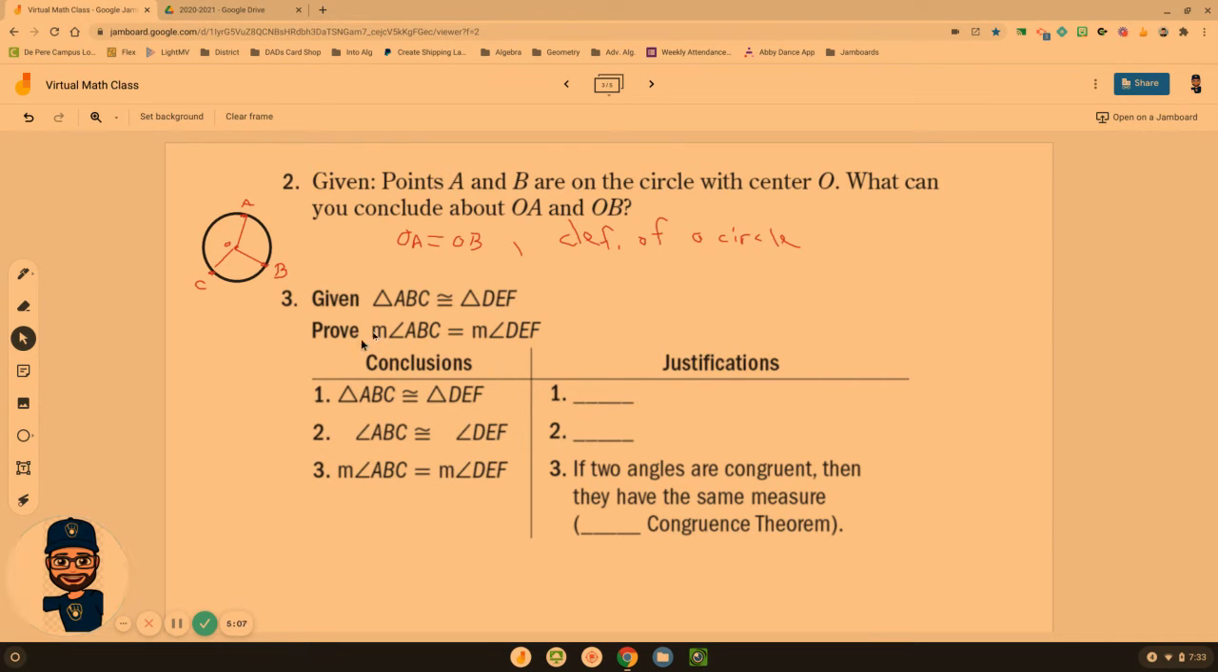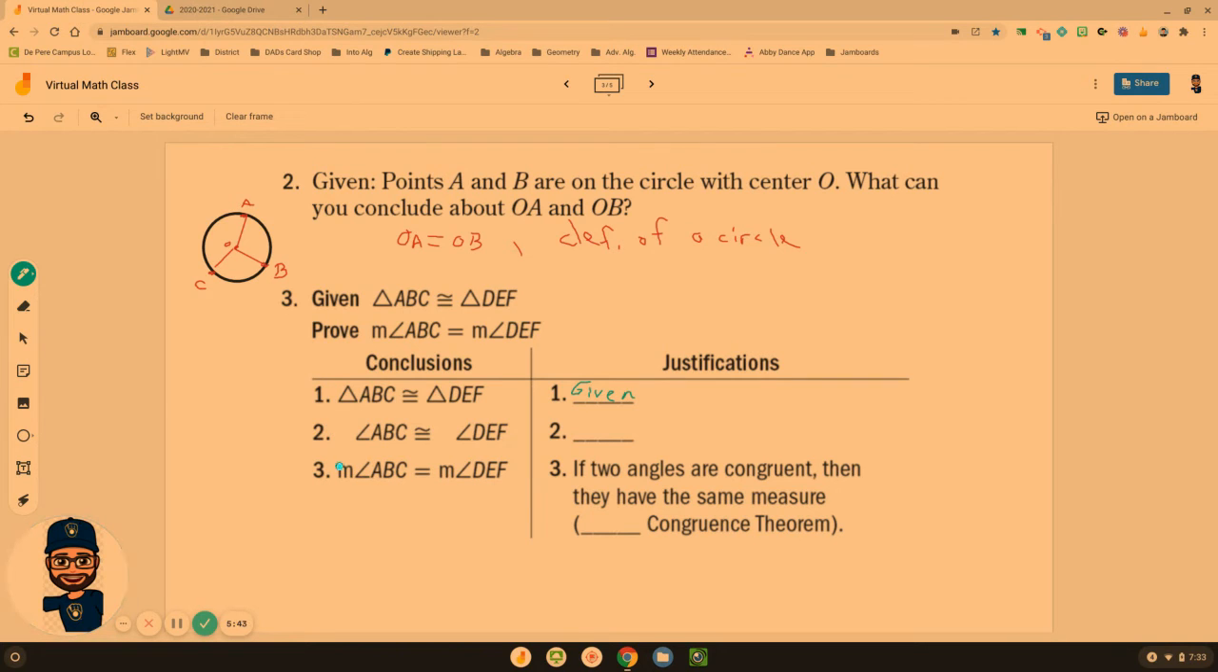Okay. So we are given this fact. Triangle ABC is congruent to triangle DEF. We want to prove that the measure of angle ABC is equal to the measure of angle DEF. So we always start with the given, right? So this should always be our first justification. Easy point, if you remember to write this down, that first blank right up here on the justification column will always be given.